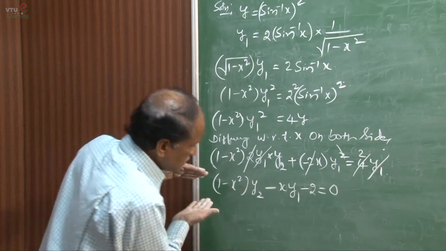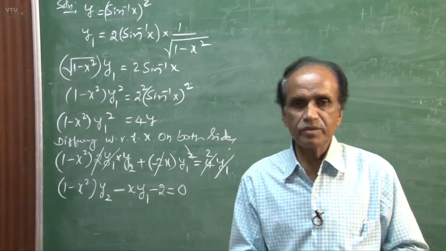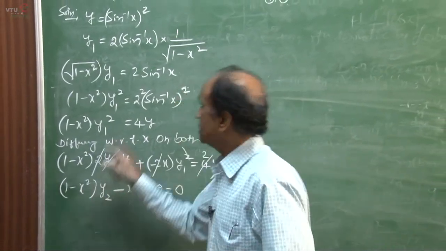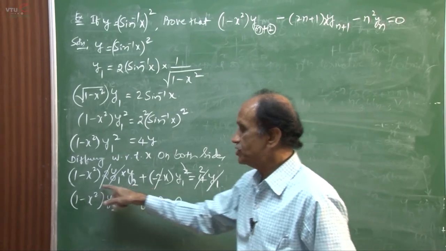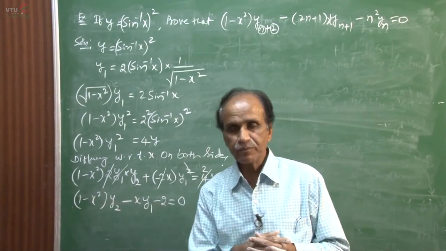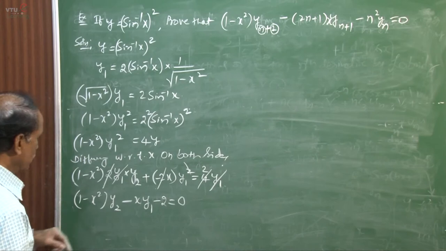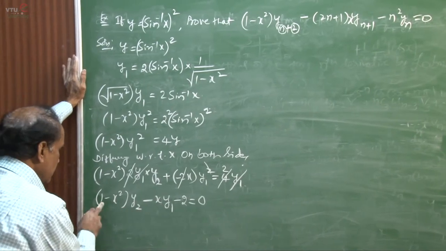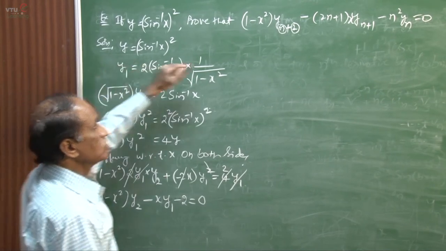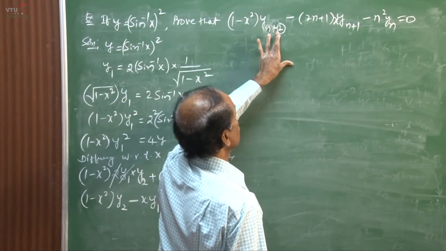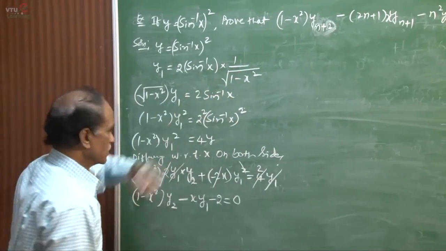You make sure this equation is correct, then only you can go for finding the nth order derivative by applying Leibniz theorem. Otherwise, if this is not correct, then you can't prove this result. This is called a differential equation of the second order, where y2 means d square y divided by dx square. Then I shall take this quantity, 1 minus x square into y2, as d square y divided by dx square. I want to get n plus 2 using Leibniz theorem. Using Leibniz theorem means from this step onwards I have to apply the nth order derivative.